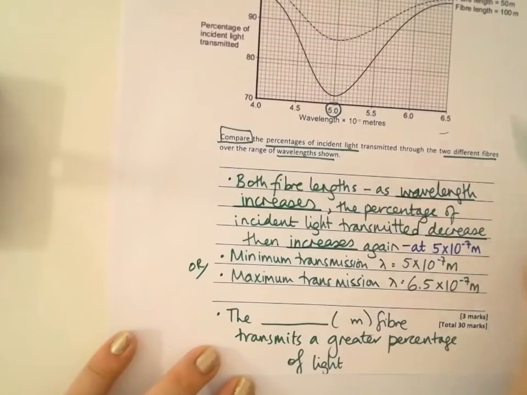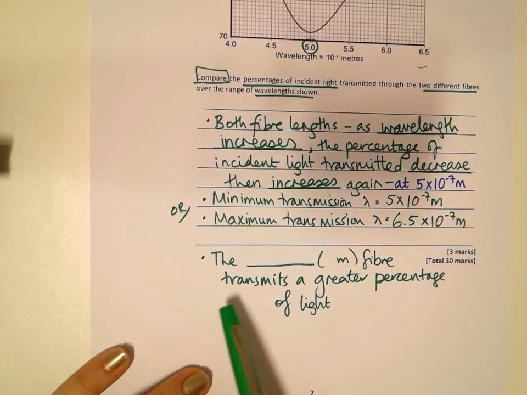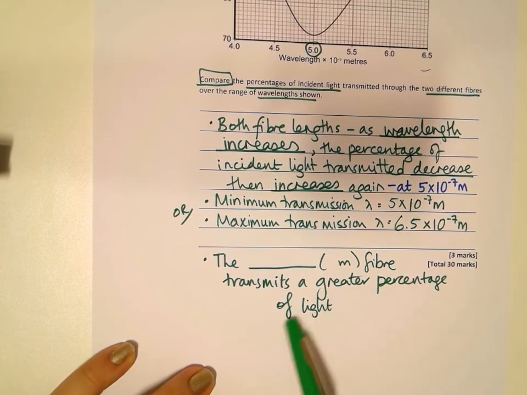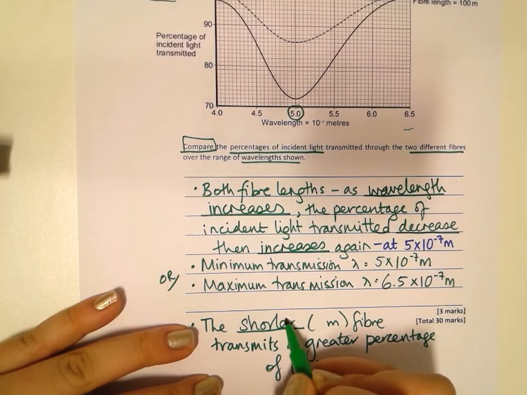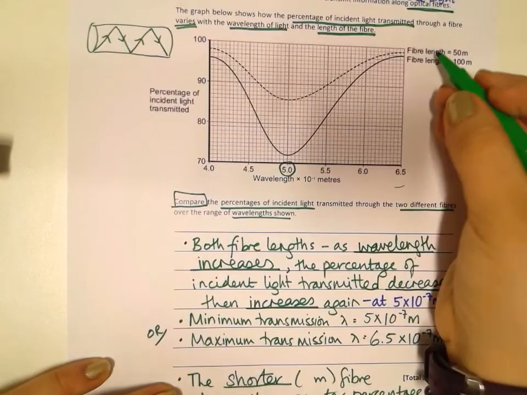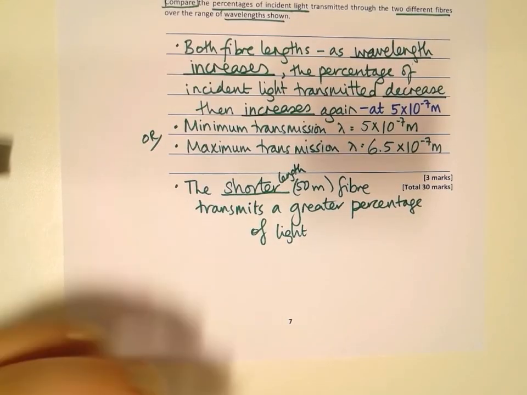Lastly, looking at the fiber length, which one has a greater, oh, the lights are turned off. So this last question says, which one transmits a greater percentage of light? Well, the one which is higher up is this dashed line here, and it is the shorter length fiber, the 50 meter fiber. And there we go.